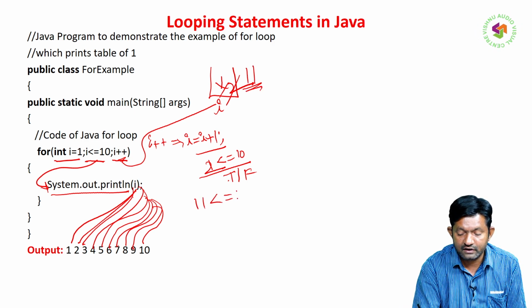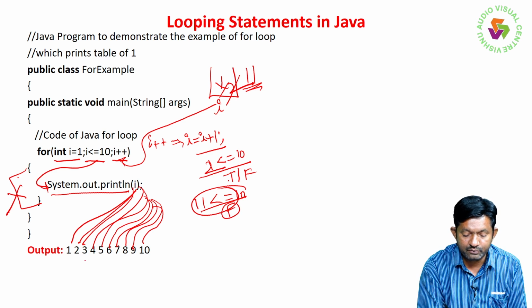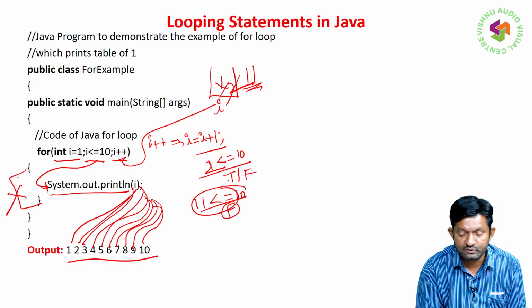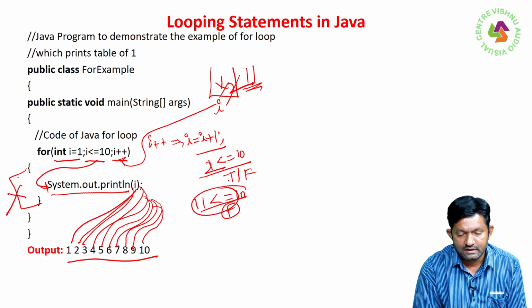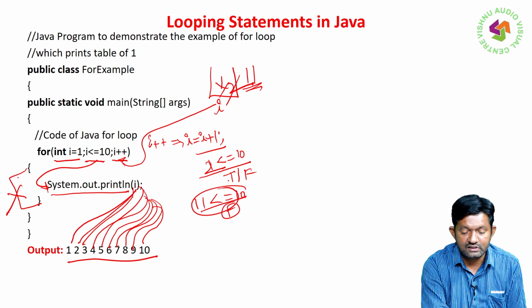11 less than or equal to 10. The condition failed, and when the condition fails, the loop will not be executed. It will print only the numbers 1 to 10. This is the use of the for loop: initialization, condition, and increment or decrement.